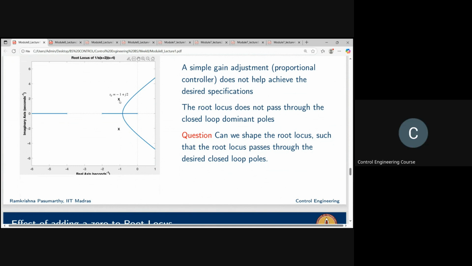Correct? Yes. If you have a specific SD in mind and the poles don't turn out to be dominant poles, then you are gone. You have to just give up. Got it?